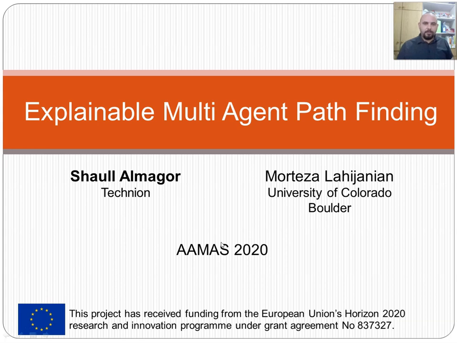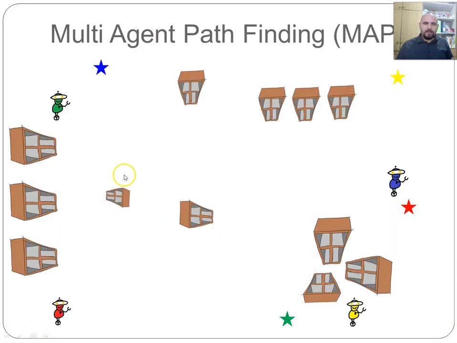Before we get to the explainable part, let me talk a bit about multi-agent pathfinding. In multi-agent pathfinding, we are given a set of agents, in this case some warehouse robots, the green, red, yellow, and blue robots, in some environment, in this case the warehouse, and each agent has a target. Our goal is to find a plan for the agents, such that when each agent follows their plan, they get to their target, and if they take their plans simultaneously, the agents don't collide.